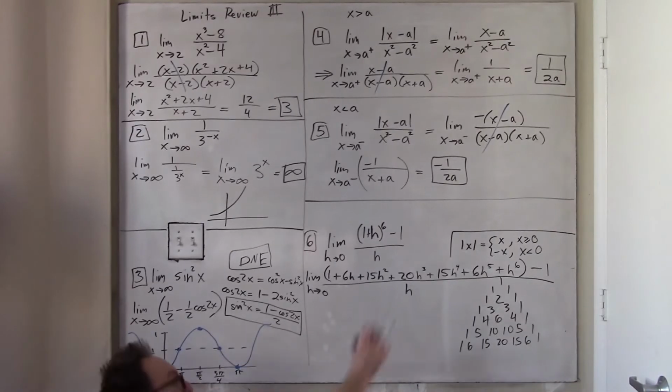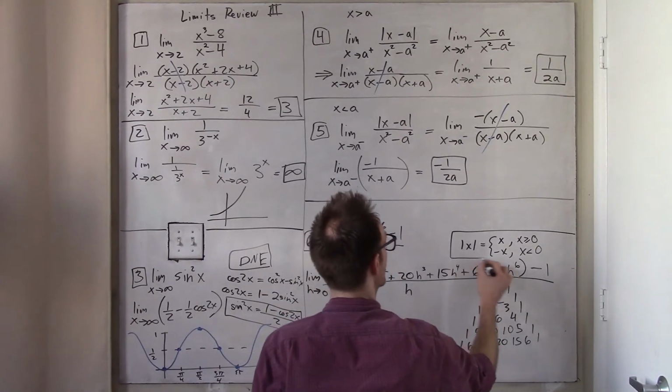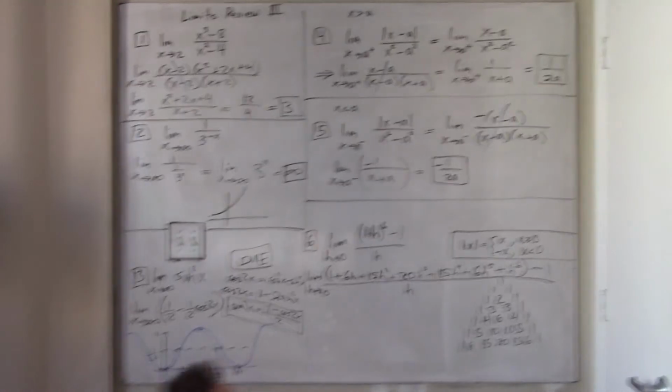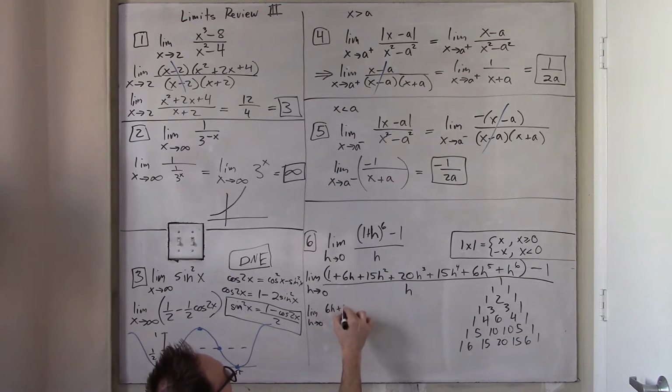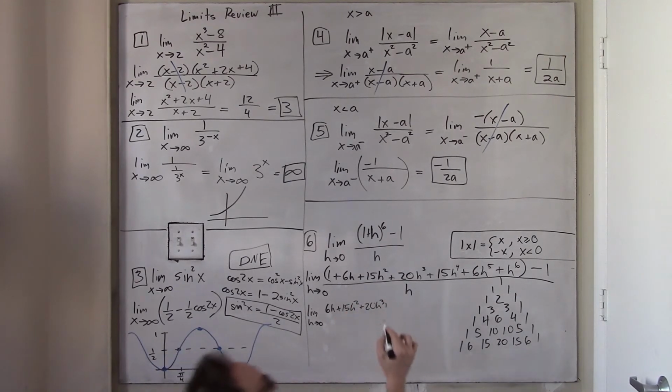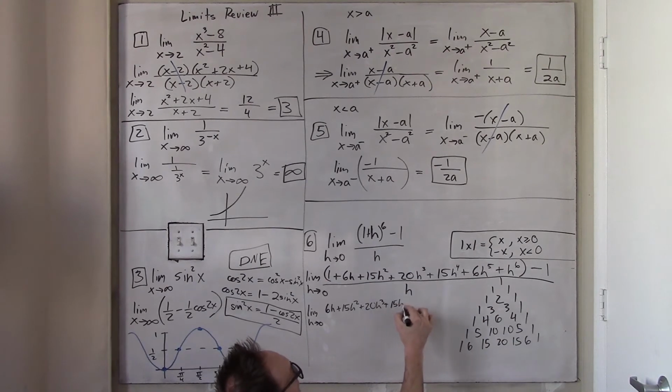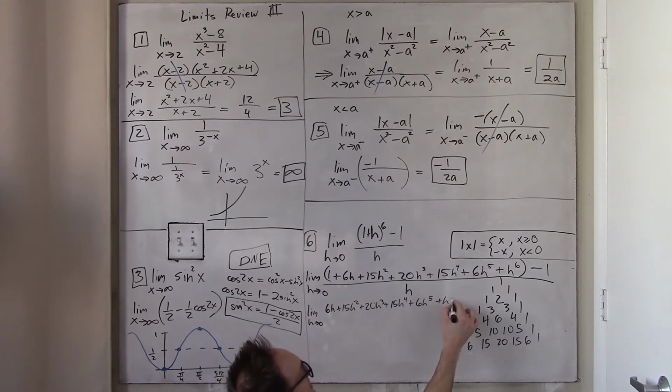Okay, so that got a little messy because I ran out of room on the board, but hopefully you can follow that. I just simply cranked out the binomial formula for 1 plus h to the 6th. Well, look, the 1's cancel now, and so what is this? It's the limit as h goes to 0 of 6h plus 15h squared plus 20h cubed plus 15h to the 4th plus 6h to the 5th plus h to the 6th.